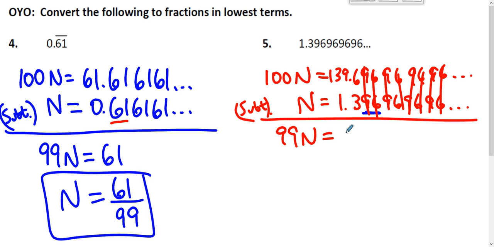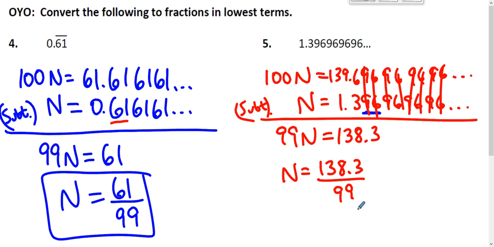99n is, let's see, this is 138.3. So n happens to be 138.3 over 99. Now, you and I both know that you can't have a decimal in the middle of a fraction, so what do we do? We multiply the numerator by 10 and the denominator by 10. Is that in lowest terms?